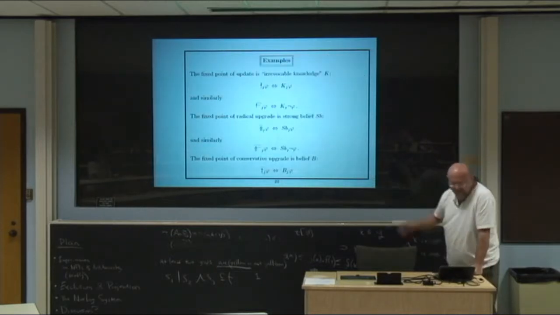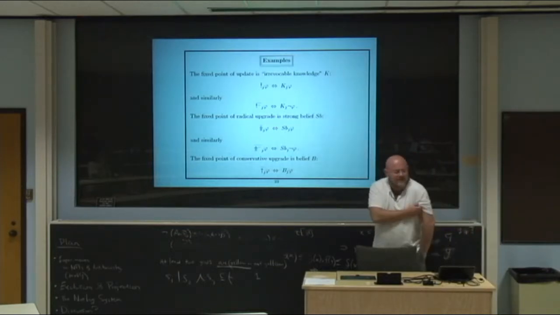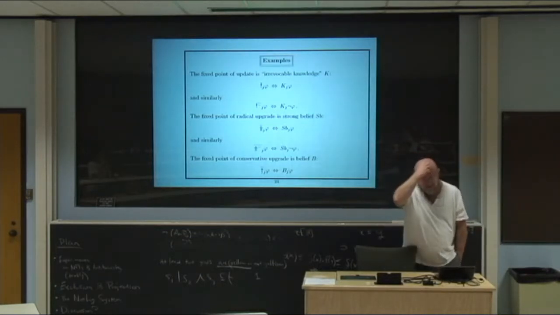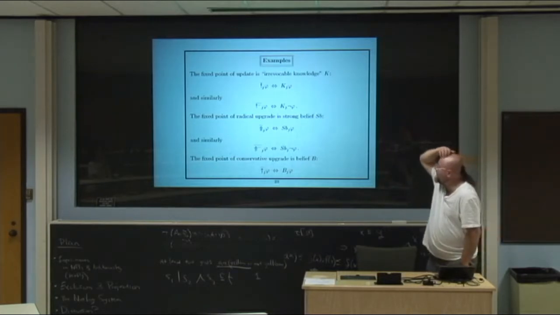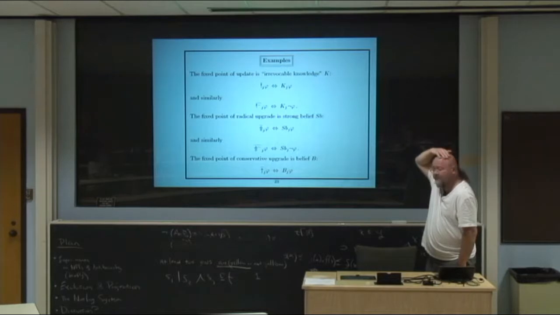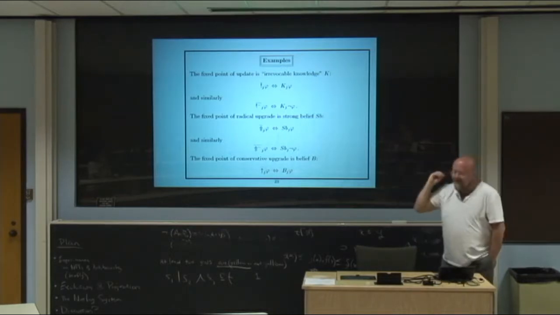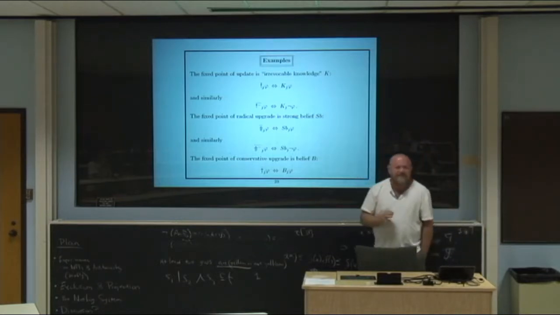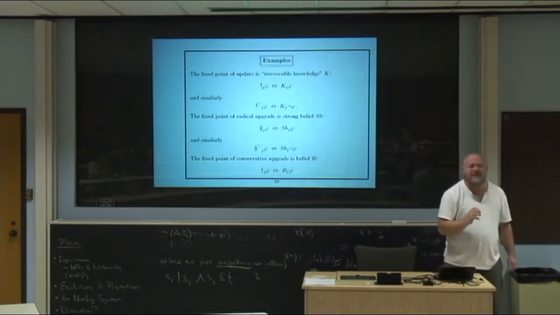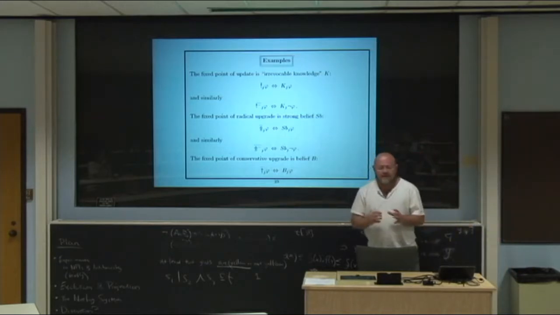Oh, first I give you examples. If you take update, the fixed point is knowledge. And for negative update, it is knowledge of the falsehood of the thing. For radical upgrade, well, it's strong belief. In fact, there is something of a cheating here, because there are two kinds of fixed points for this.